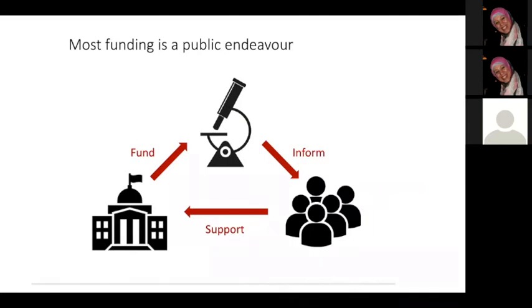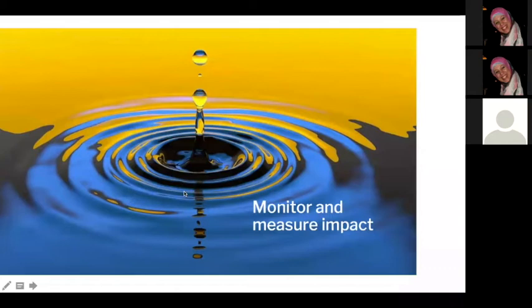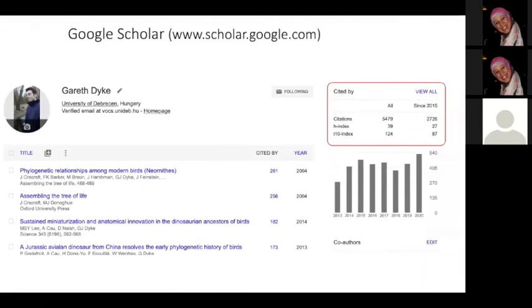It comes from the public. It comes from taxpayers, building support, funding our research. We do have a huge responsibility to talk about what we're doing, as well as to monitor and measure our impact as researchers. ResearchGate is one way. Google Scholar is another great way to build and measure your impact.